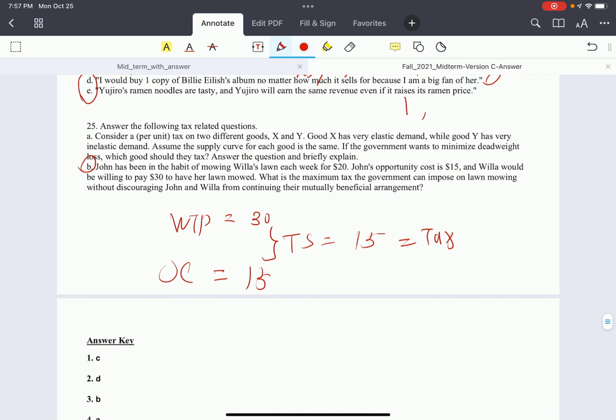And you can see that if the government charges 15.1, then there will be a negative total surplus if the transaction continues. So in this case, definitely there will be no further lawn mowing arrangement. And you can also see that if the government only charges 14.9, then there is still an additional $0.1 benefit for the government to extract by using tax. So the maximum possible tax the government can charge without discouraging the buyer and the seller is just $15.